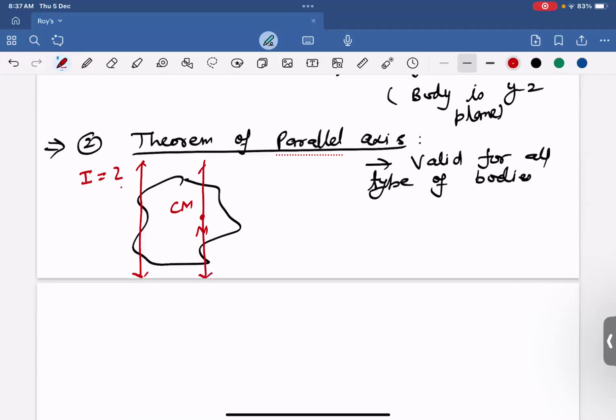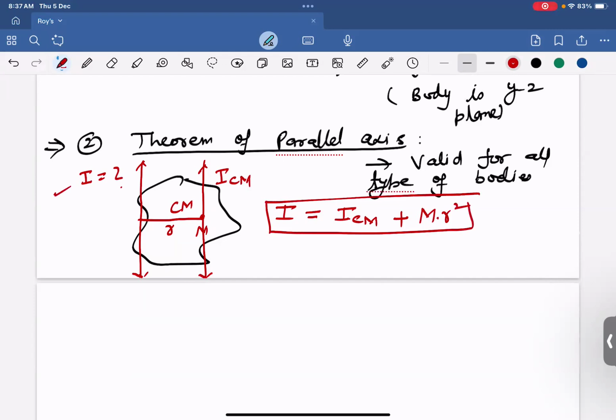About this, the moment of inertia we should know. We should know what is the moment of inertia. Let's write that ICM. And you should also know the distance between the two axes that we write as small r. Then you can find this moment of inertia very easily. What you should do first, you take the moment of inertia about that axis which is passing through center of mass plus m into r square. This is called theorem of parallel axis. Understood, Neil? Yes, sir.